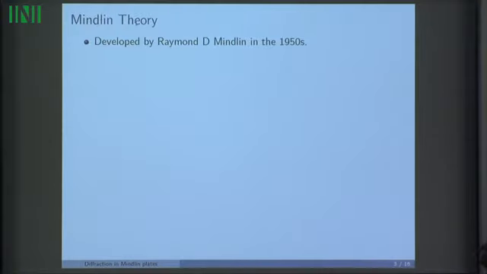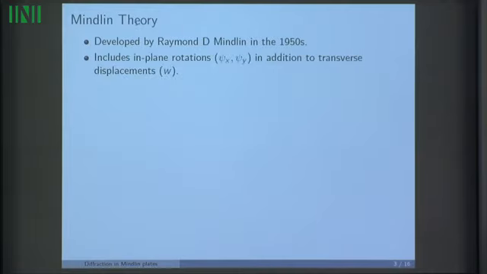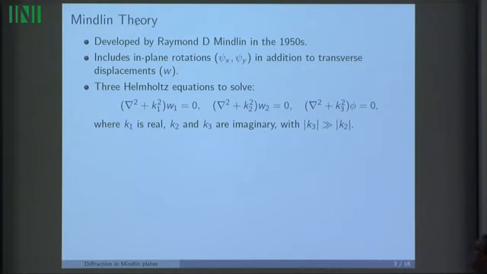What about Mindlin theory? Mindlin theory is much newer. It was developed by Raymond Mindlin in the 1950s, and the extra ingredient that it has is that it does include some in-plane motion in addition to the out-of-plane displacement. And in terms of maths, the extra ingredient is that now there's a third Helmholtz equation. So you've got these two that you had before, and this one that you didn't.